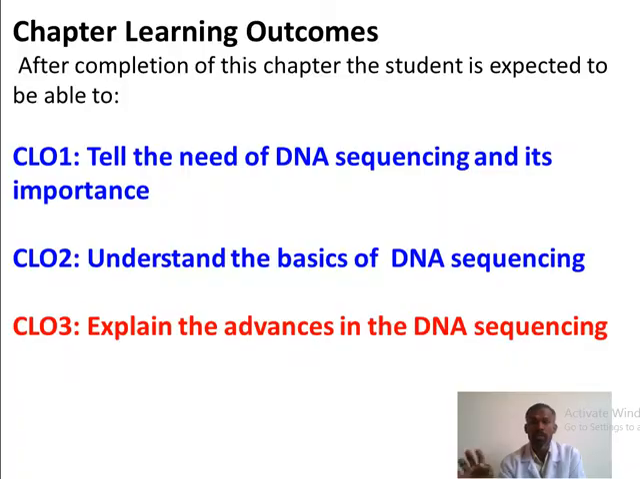Okay. So after this chapter, you should be able to tell the need of DNA sequencing and its importance, understand the basics of DNA sequencing, and explain the advances in DNA sequencing. Very simple, okay? But we need a very expensive machine, okay?